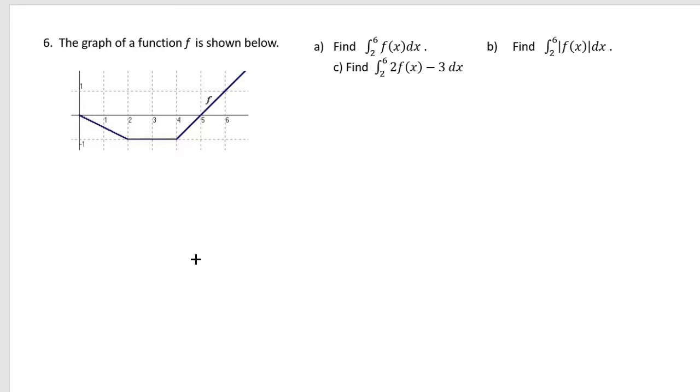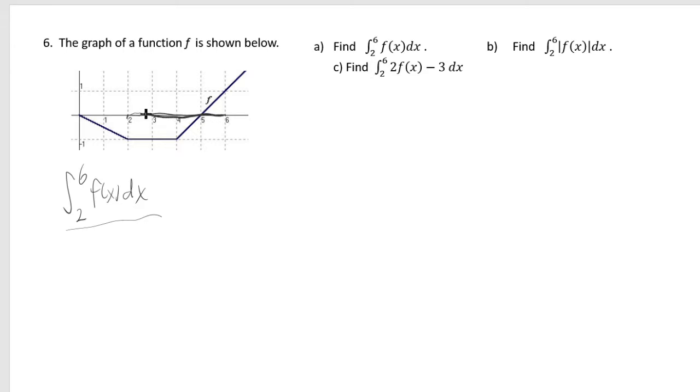Here we have a piecewise function whose formula is not given, and we have to figure out what the integral is just from the graph. So let's start with the integral from 2 to 6 of f of x dx. What does this mean? This means you want the area under the curve from 2 to 6.